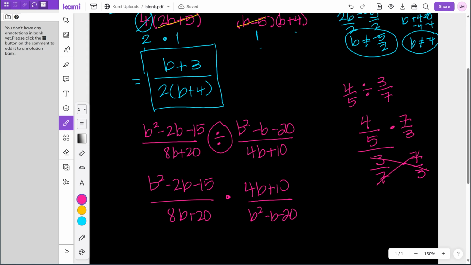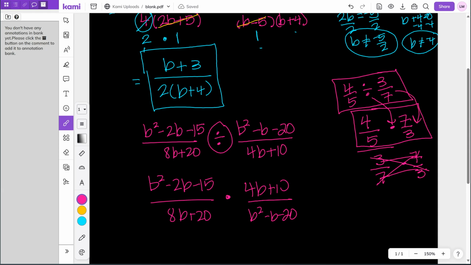So do you see this becomes 1 on the bottom? 21 over 21 is 1. But do you see how this changes to this? The first fraction doesn't change. Change it to multiplication. Multiply by reciprocal.